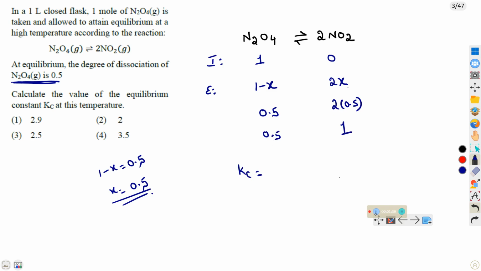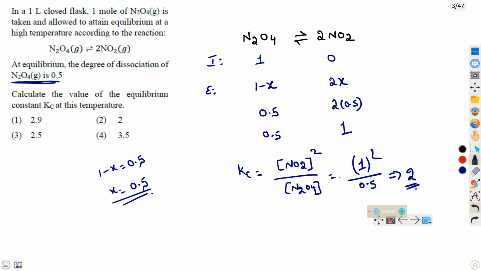Now Kc. What is the Kc formula? Kc is the product of product concentrations divided by the product of reactant concentrations. NO2 concentration is 1, so 1 squared by 0.5. 1 by 0.5 is equal to 2. So the second option is correct.